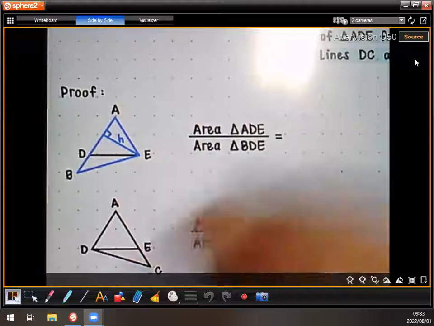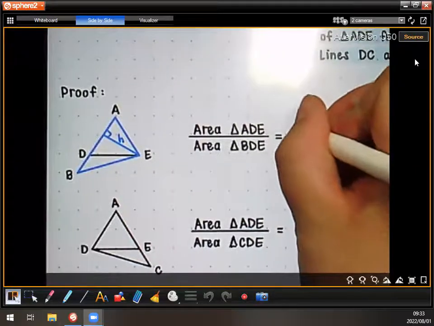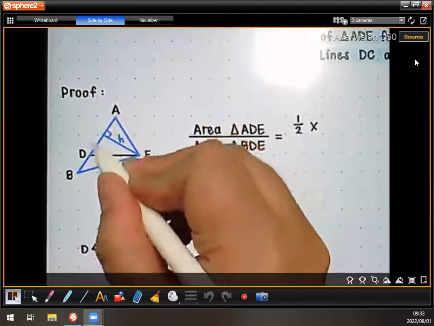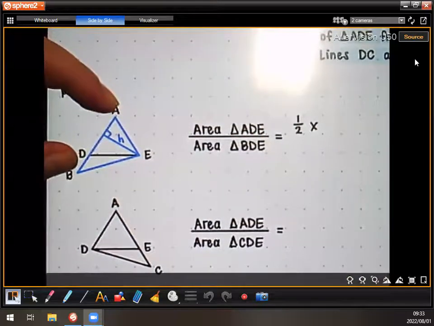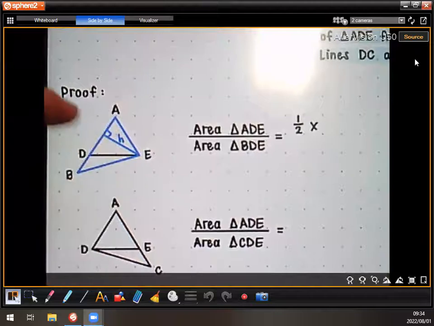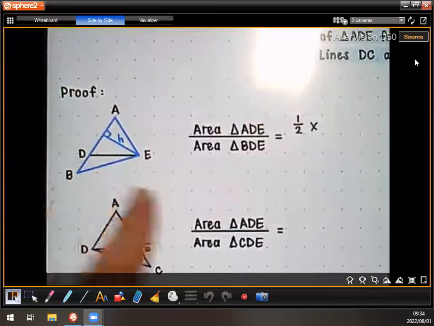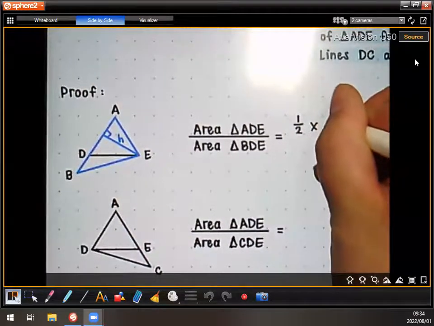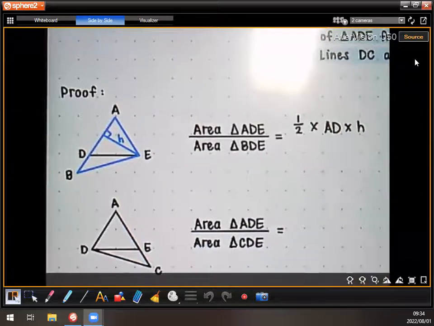They have the same perpendicular height. So we're going to say half times, what is the base of ADE, guys? Remember, if we're talking about base and perpendicular height, the base can be any of the three sides. But since we have that perpendicular height, we have to choose AD as the base. We can't choose BE, because we don't have a perpendicular height for that one. So half times base, which is AD, times perpendicular height, which is h.